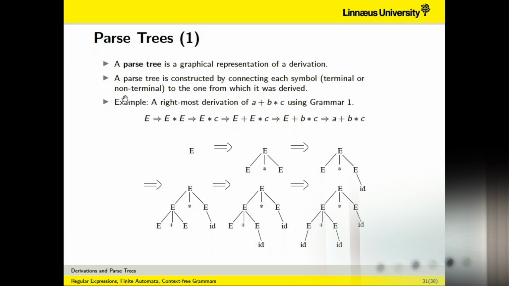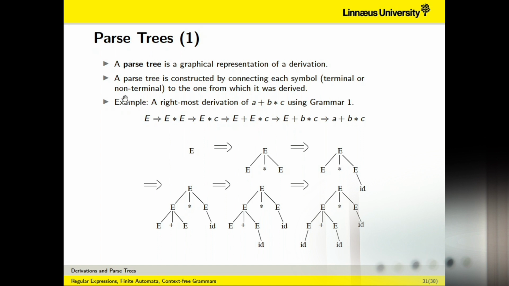Okay? So again, we have this derivation starting from a multiplied by E. We take E and we represent this part, E multiplied by E, as here.